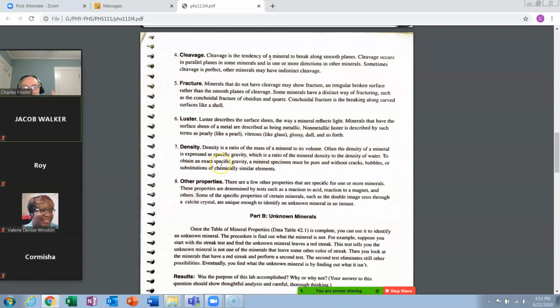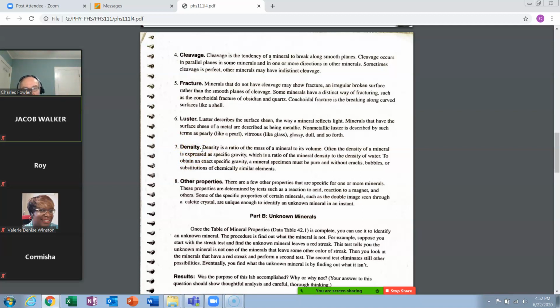Now, on your lab, the very last column says other. You're not going to just put down other there, you put down density there. Density is probably the very best indicator of what mineral you're dealing with. Okay, so that's going to be your last column. It says other, you put density there.